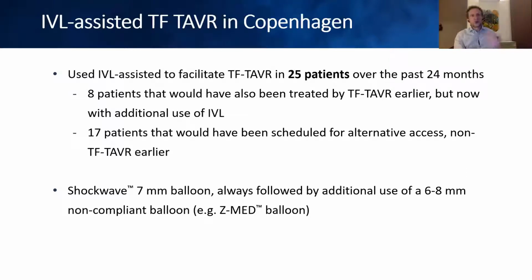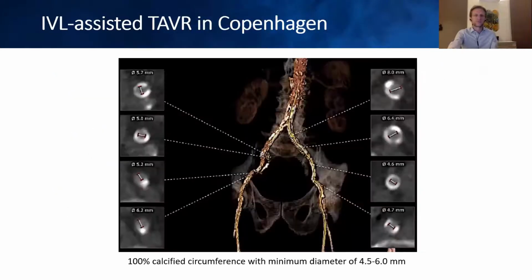We also used it in 17 other patients that we would have earlier refused for transfemoral approach and which we would have scheduled for alternative access. So our typical approach is that we use the Shockwave 7 mm, the largest balloon. And we always in Copenhagen follow this with an additional use of a non-compliant balloon, for example, a ZMAT balloon of 6, 7, or 8 millimeters. So this is one example.